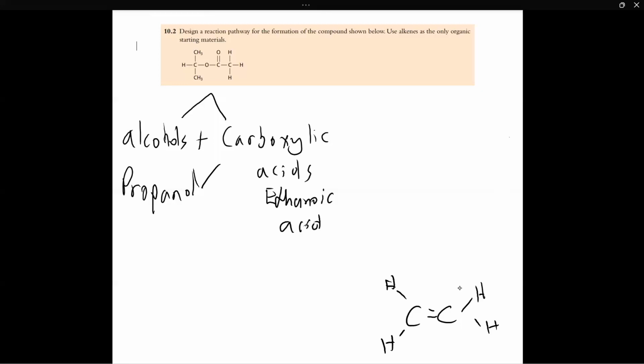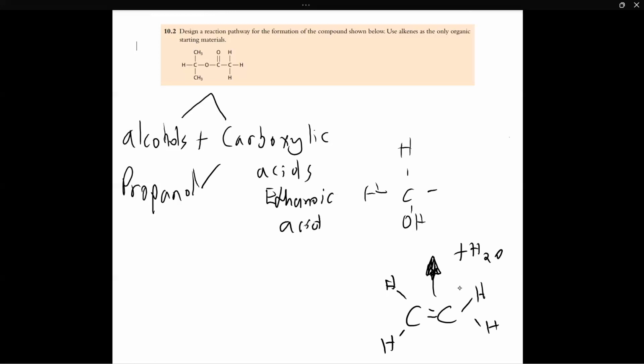So if we know that, all we need to do is convert our ethene into a primary alcohol. So let's do that. Okay, how do we convert it into a primary alcohol? Well, I showed you earlier, what we have to do is hydrate it. So let's add water. When we hydrate it, this is what it forms.